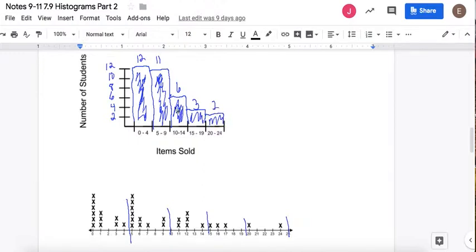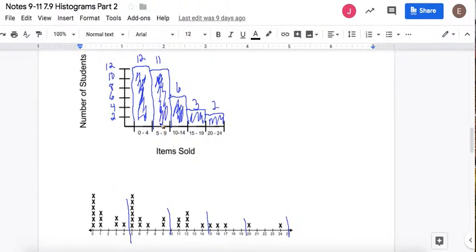And notice when I constructed my histogram, the bars are touching. Okay. Notice all the intervals have the same amount of numbers as well. 0 to 4, I know you're not thinking, but that is 5 numbers. 0, 1, 2, 3, 4. And 5 to 9, 5, 6, 7, 8, 9. And so on and so forth.